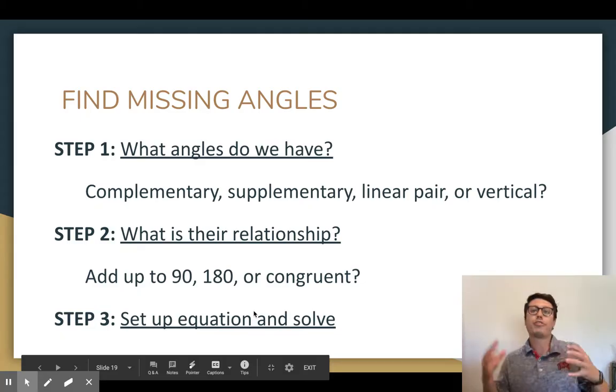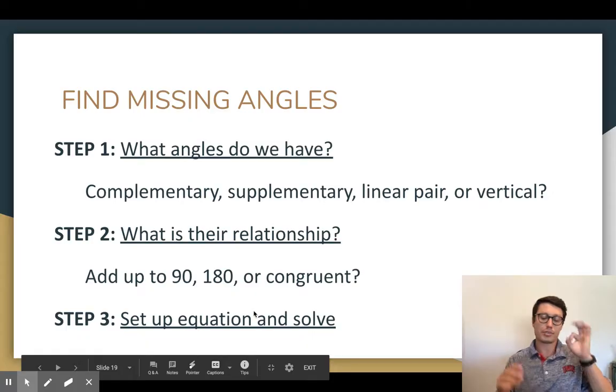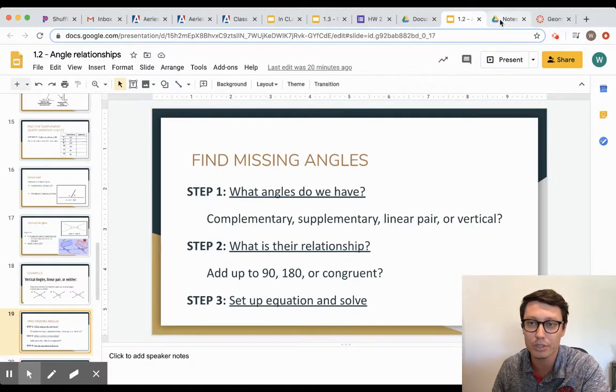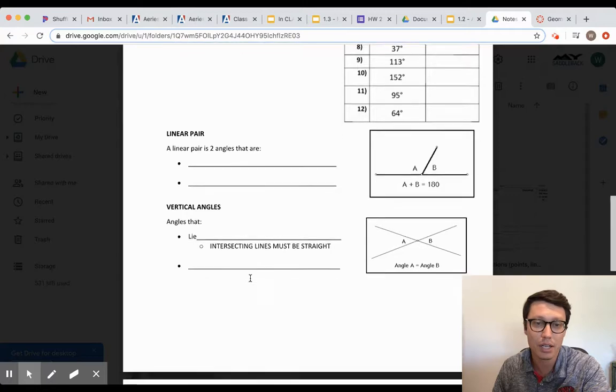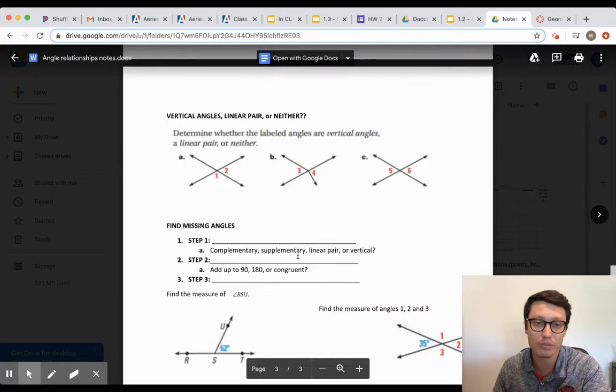Okay, how to find missing angles. There's 3 steps, 3 things that you need to do. And again, I'll show you again. Hopefully you've been keeping up with your notes, right? We are now on to the back side. We've already done this here. Find missing angles. These are the steps that you need to take to find missing angles.